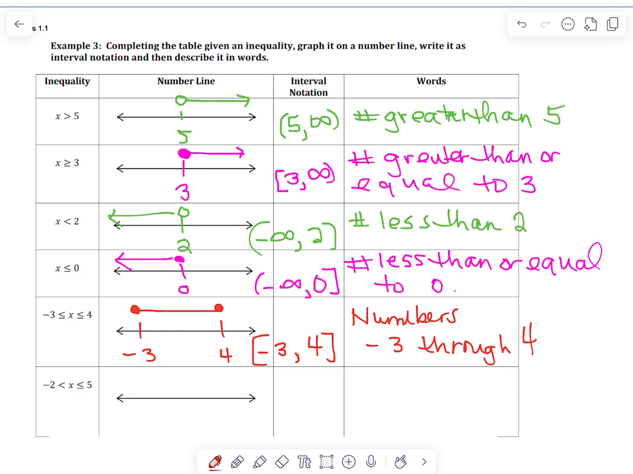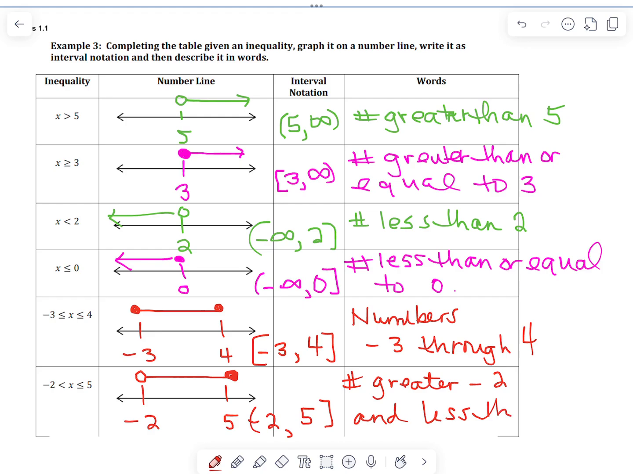And then our last one here, we're starting at -2 to 5. Now notice that that does not have a line underneath that -2, so it's an open circle, and then to a closed circle. So it's going to be a parentheses, comma, to a bracket. So it's numbers greater than -2 and less than or equal to 5. So that's the way I'd probably write that one.